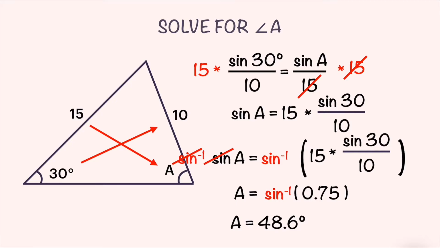However, it's very important for you to know that even though the calculator only gave you one answer, there is actually one more correct answer to this question. And it is 131.4 degrees. You can try this yourself. Try taking sine of 131.4 degrees in your calculator, and it'll tell you that it is 0.75. Let me show you why this happens.